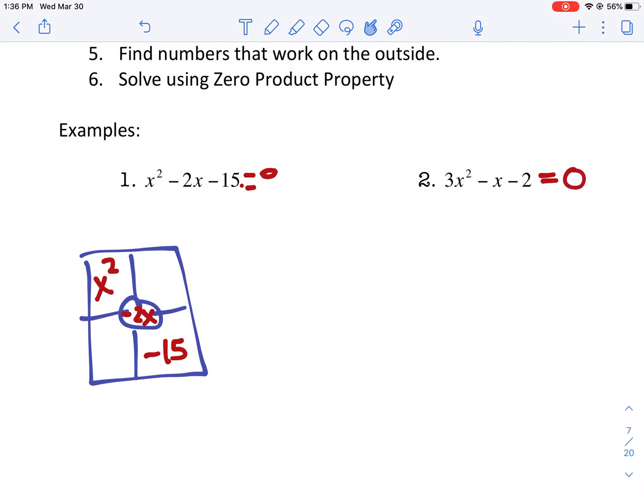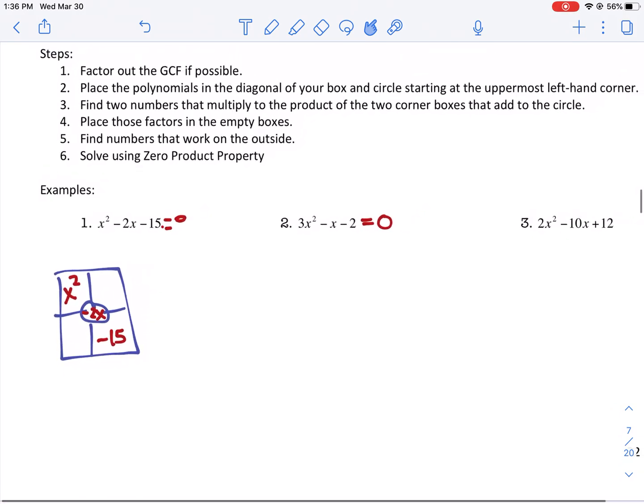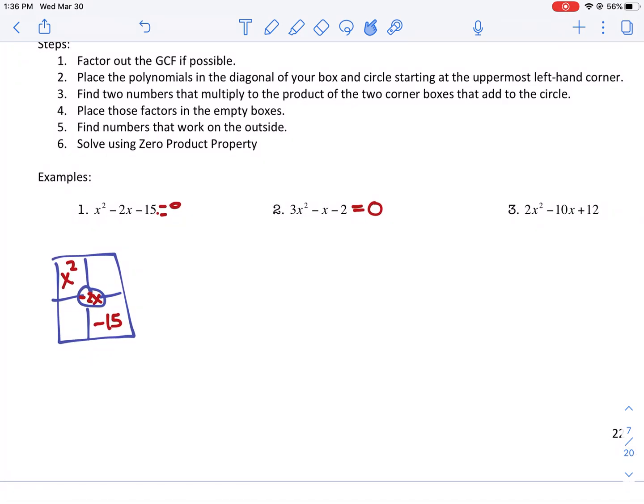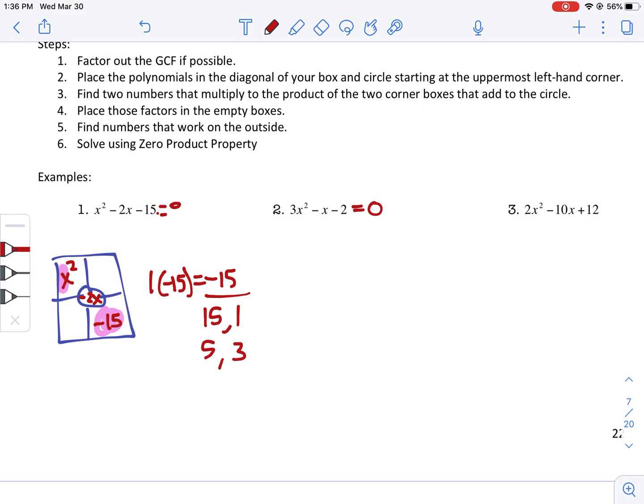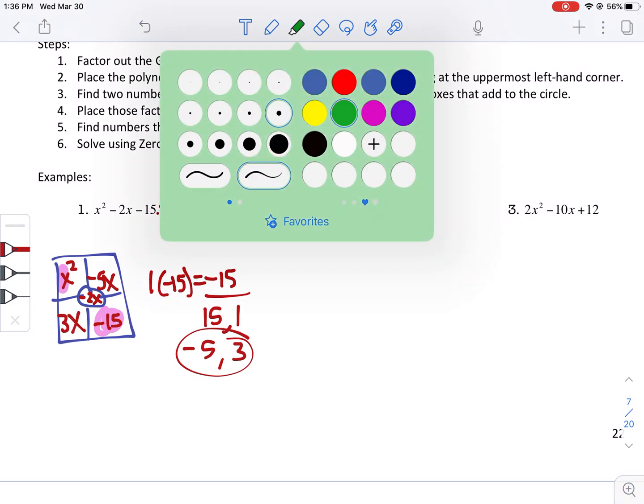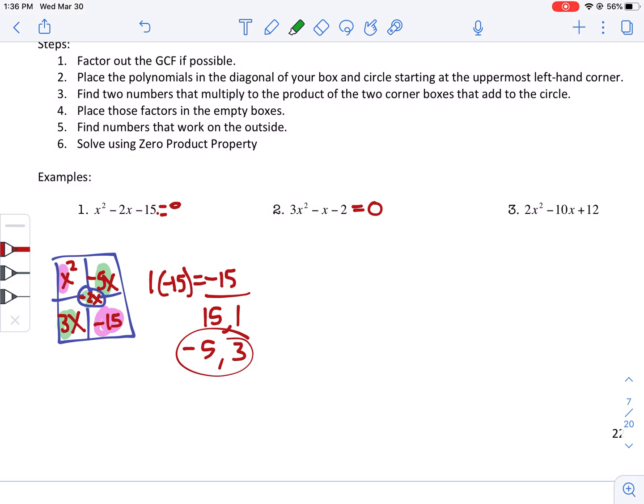All right. And then what we do is we find, so that was step 2. Step 3, find the two numbers that multiply to the product of the two corner boxes and add to the circle. So I'm going to take the coefficients. I like to say that's our a times c. So 1 times negative 15 is negative 15. Then we have to list out factors of 15. 15 and 1, 5 and 3. Well, those could add to negative 2 if this is negative. So this is negative 5x and 3x. So you can see how these two add up to that center.